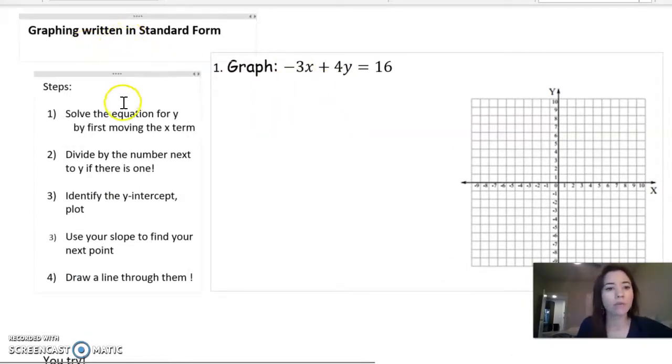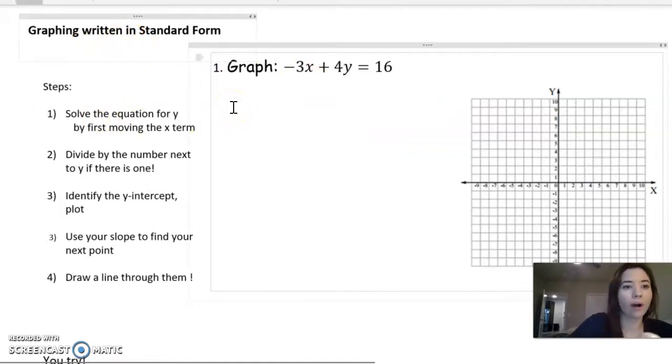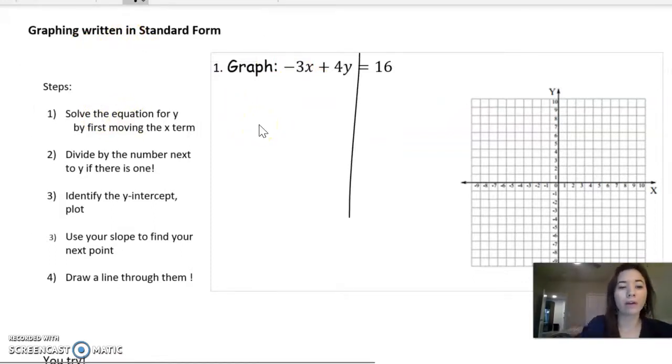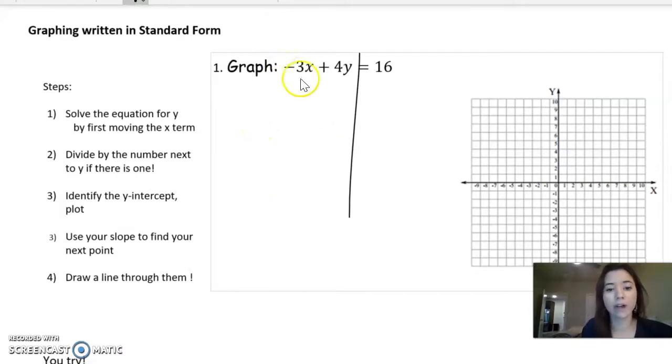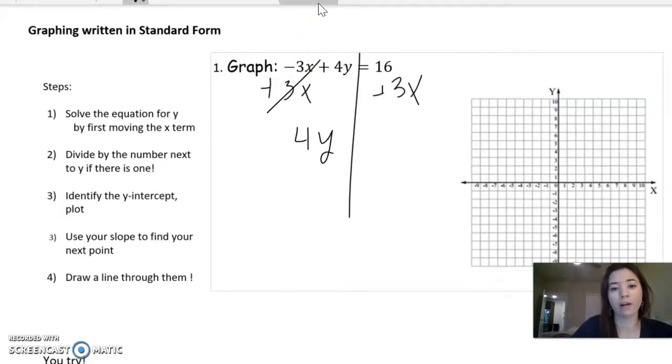So just like above, we're going to solve the equation for y by first moving the x term. So I have a negative 3x, so I'm going to add 3x to both sides. And I now have 4y equals 16 plus 3x.